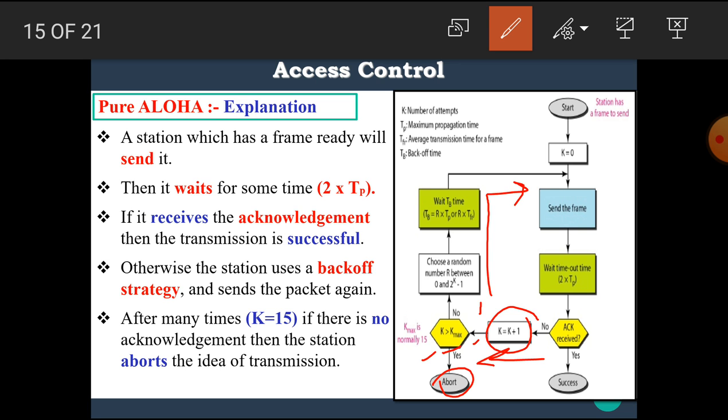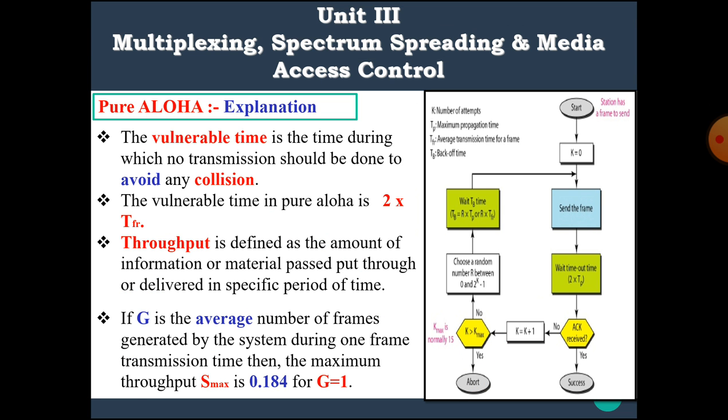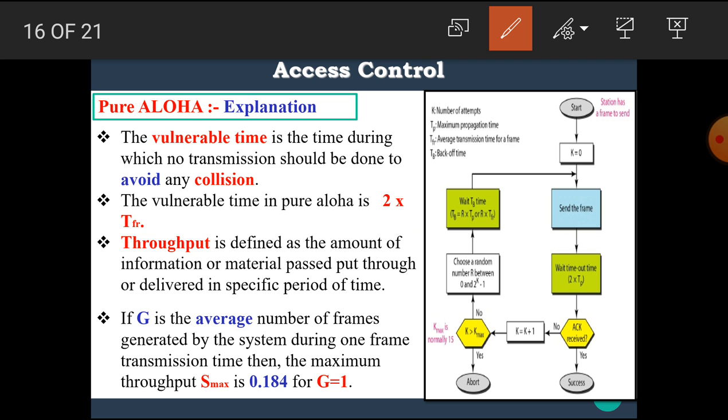Okay, after many tries, when K is equal to 15, if there is no acknowledgement, then the station aborts the idea of the transmission. The vulnerable time is the time during which no transmission should be done to avoid any collision. That means in pure ALOHA, the vulnerable time is the time during which no transmission should be done to avoid any collision. The vulnerable time in pure ALOHA is 2 into Tfr.